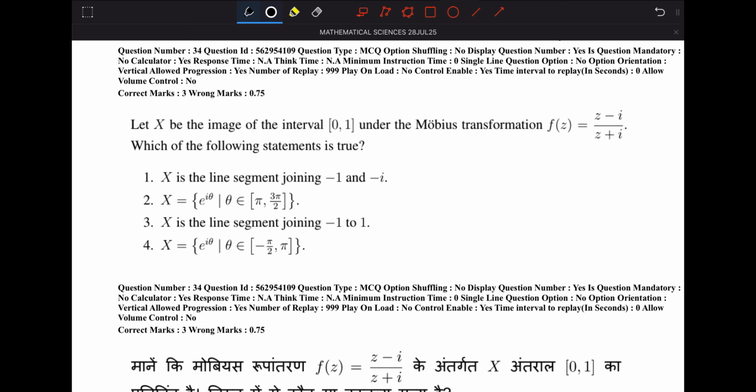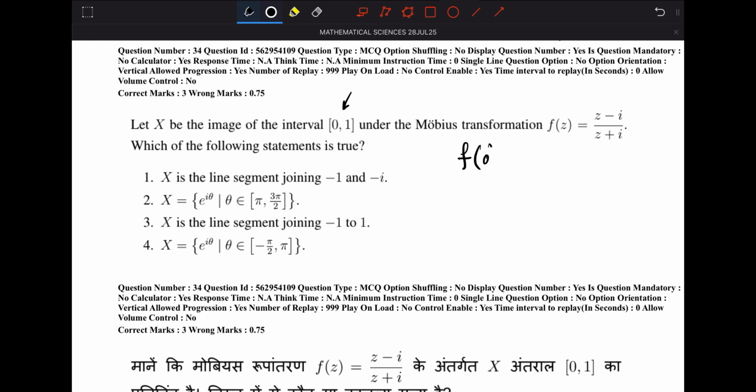Okay, so let us move on to the next problem. Let X be the image of the interval [0, 1] under the Mobius transformation. Which of the following statements are true? So we have to find the image of this interval [0, 1].